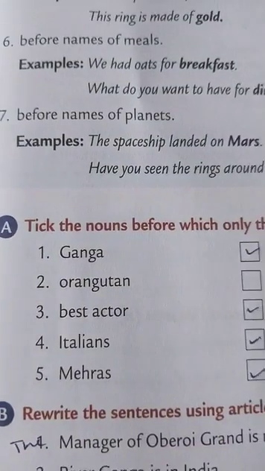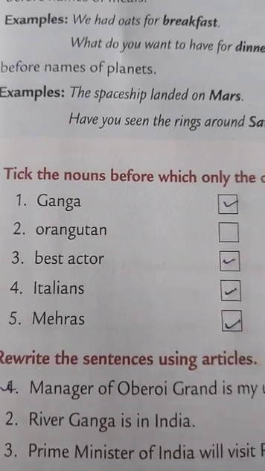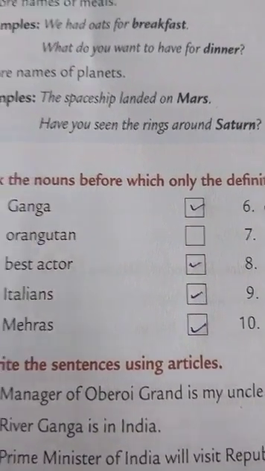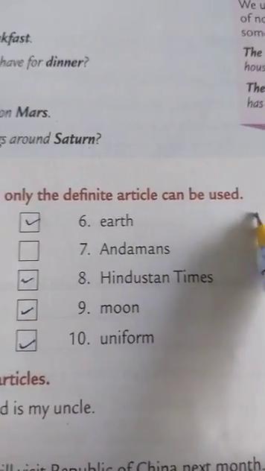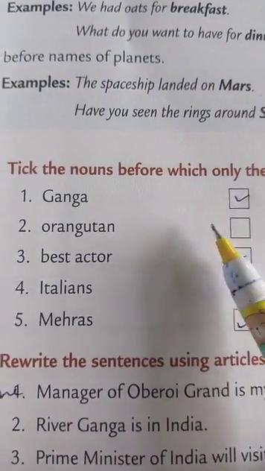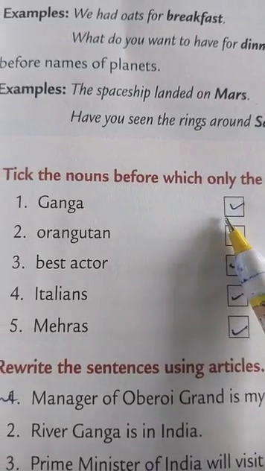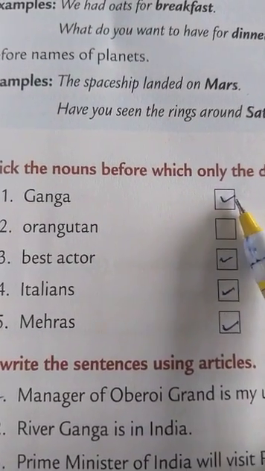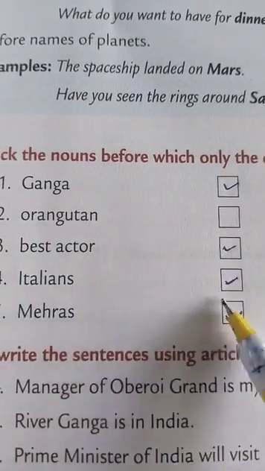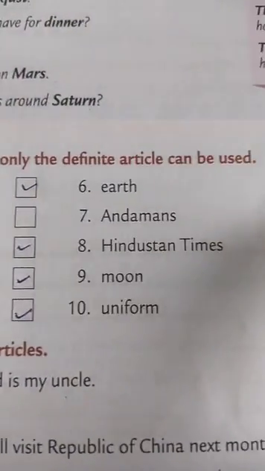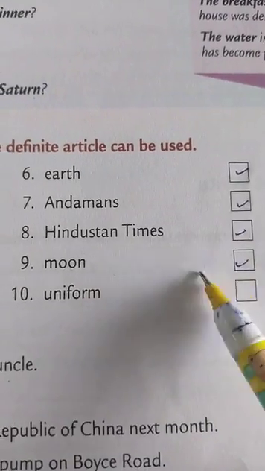So this was your chapter, children. Now see the questions. Tick the nouns before which only the definite article can be used. Now in this we have to put a tick in front of the nouns before which the definite article the is used. The Ganga, best actor, Italians, Mehras, Earth, Andamans, Hindustan Times and Moves.